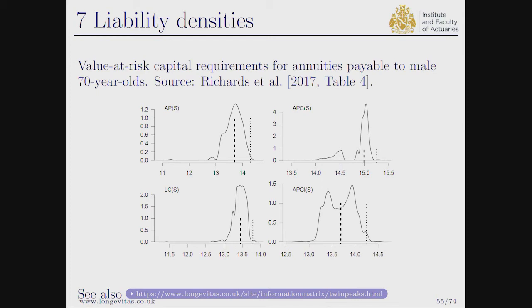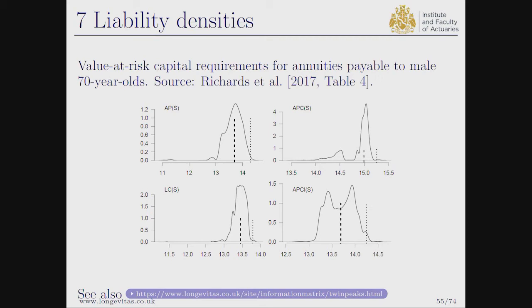The APCI model is particularly interesting because it's almost symmetric, bimodal and symmetric, where the median or the mean is actually not anywhere near likely to be one of the most commonly occurring values, and the value at risk, the 99.5 percentile, is quite far from the mean, which is not the case for some of the other models. Very, very different picture for the value at risk densities here for these four different models. We also did similar calculations for some other models in the paper, but we won't cover those at the moment.